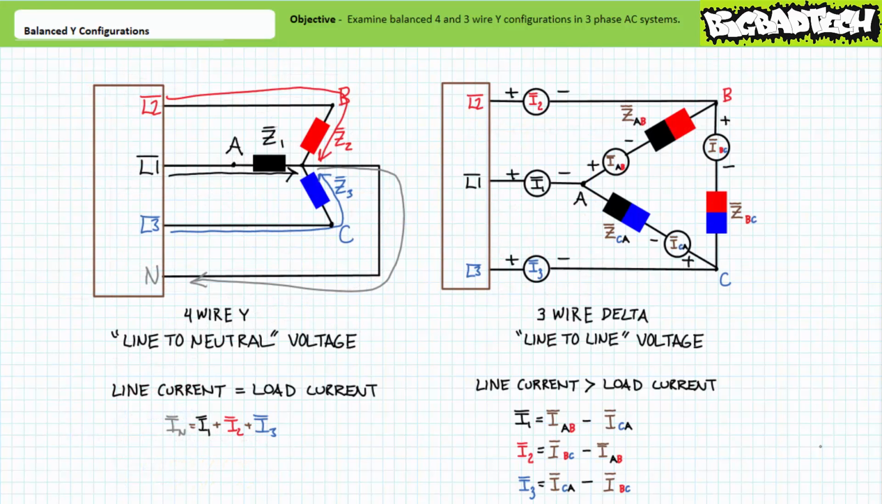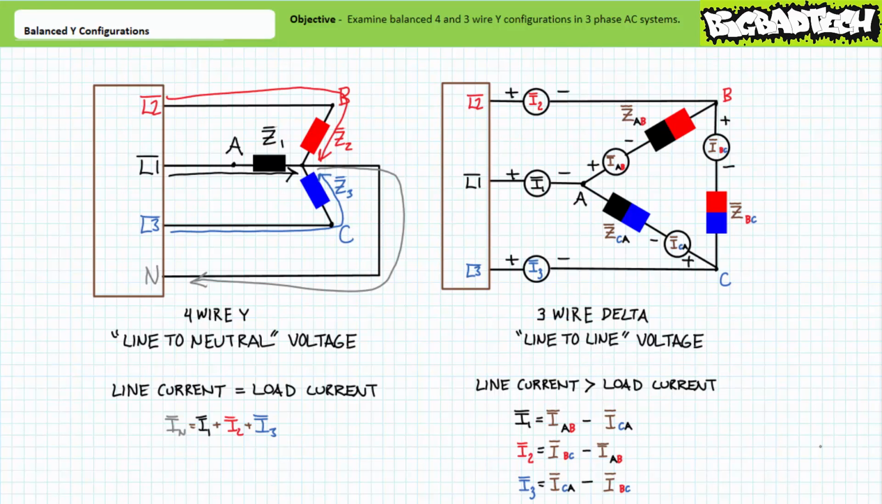With respect to voltage distribution, load impedances in 4-wire Y configurations experience the smaller line-to-neutral voltage differential, whereas load impedances in a 3-wire delta configuration experience the larger line-to-line differential. With respect to current flow, current in a particular line is equal to the current through a particular load for a 4-wire Y configuration, whereas line current for a delta configured load is greater than load current. Like I said, we'll examine delta configurations in greater detail in the very near future.